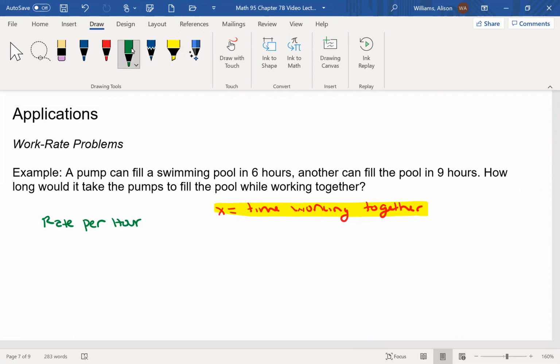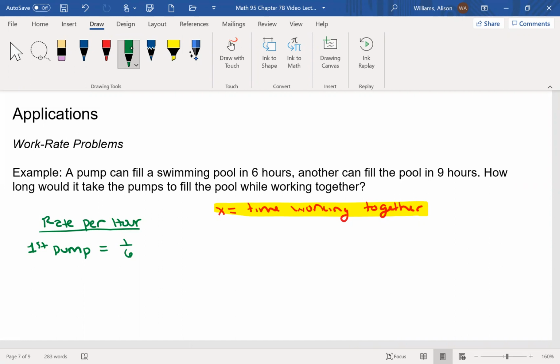So for the first pump, since it can do the job in 6 hours, that means after 1 hour, 1/6 of the job is done. And then in the next hour, another 1/6 of the job is done, or 2/6. And then the next hour, 3/6, or half the job, right? The idea is every hour, the pump completes another 1/6 of the total job. That's the hourly rate then for that pump.